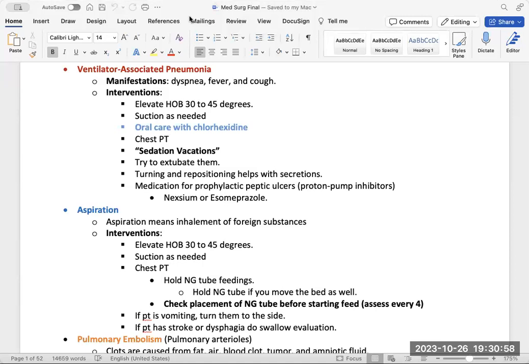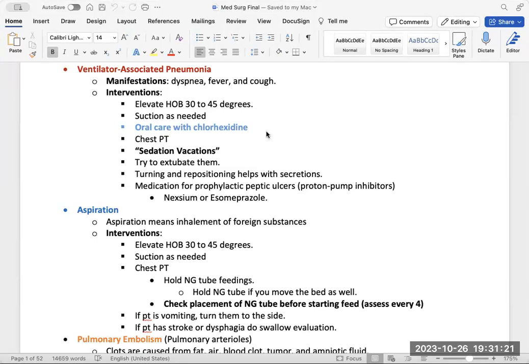But I think something that was mentioned that was really important is, like I said, head of the bed elevated, suctioning, chest PT, all of this stuff comes back. The thing that's unique about the ventilator-associated pneumonia is the oral care with the chlorhexidine. That's a little different than all the other ones, but all the other sorts of interventions that you would do are the exact same.